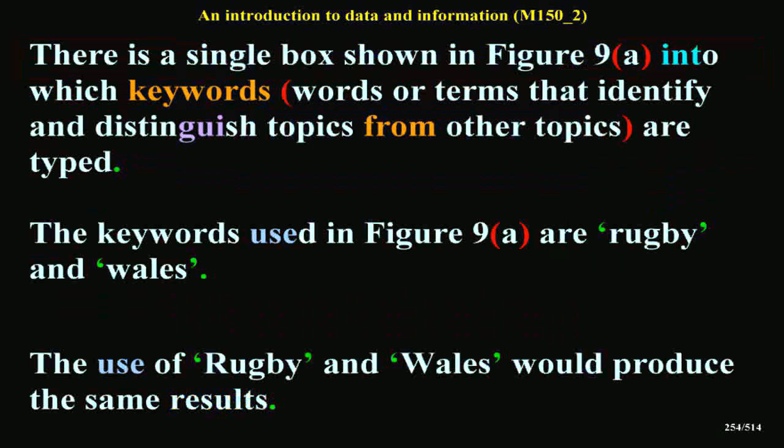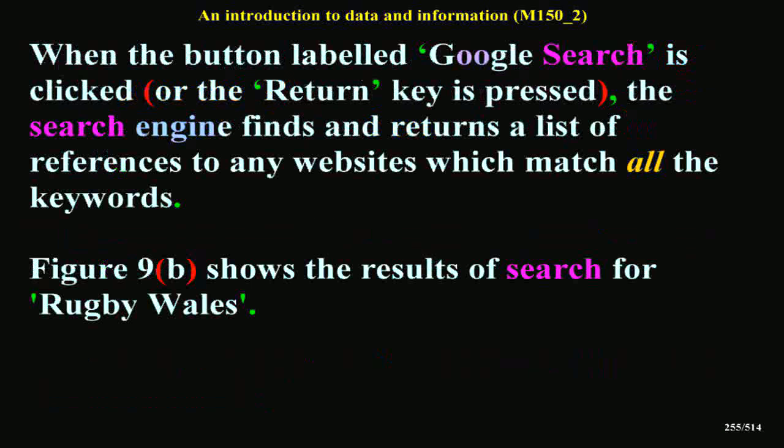The keywords used in Figure 9a are rugby and Wales. The use of Wales and rugby would produce the same results. When the button labeled Google Search is clicked or the return key is pressed, the search engine finds and returns a list of references to any websites which match all the keywords. Figure 9b shows the results of a search for rugby Wales.